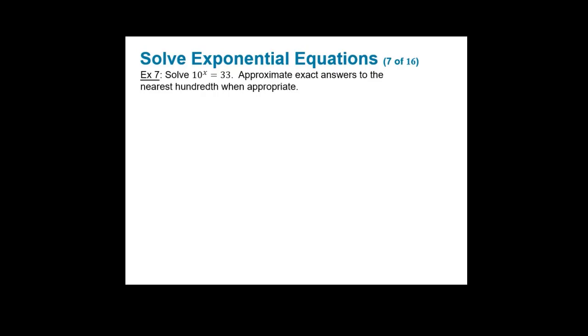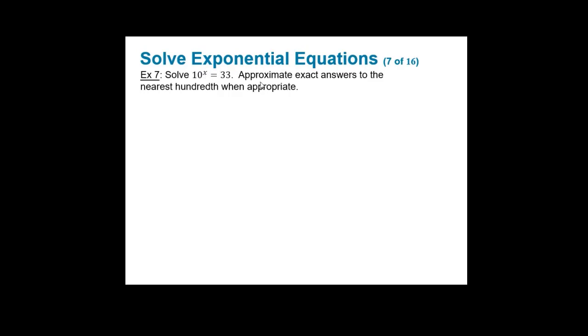We're going to start solving exponential equations now. So example 7 says solve 10 to the x equals 33. And we're going to approximate the exact answers to the nearest hundredth when appropriate. Whenever we have an unknown value in the exponent, we should be thinking, I'm going to deal with logs in this problem. Whenever your unknown is the exponent or part of the exponent, you're going to have to work with logs.